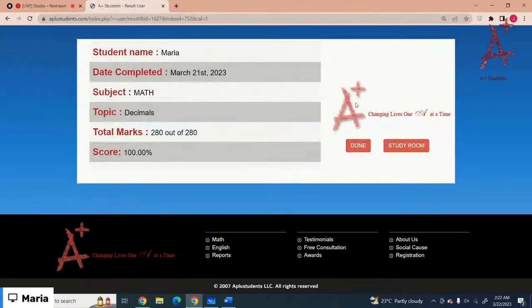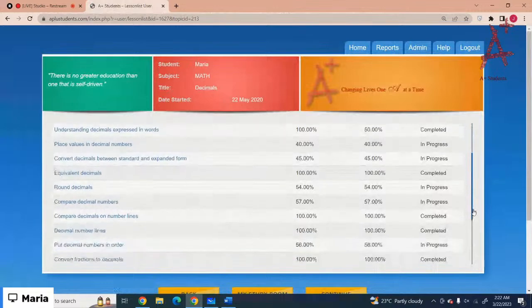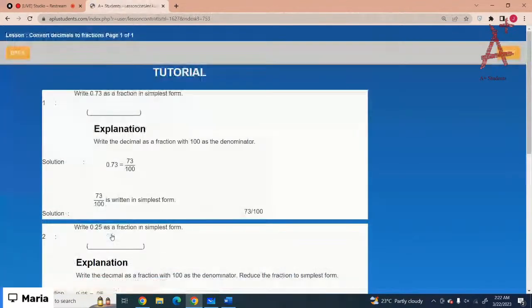Okay, we are done with the test. Let's just move on to the next lesson. And the next lesson is convert decimals to fractions. Now we're going to learn the opposite, how to convert from decimals to fractions, got it?